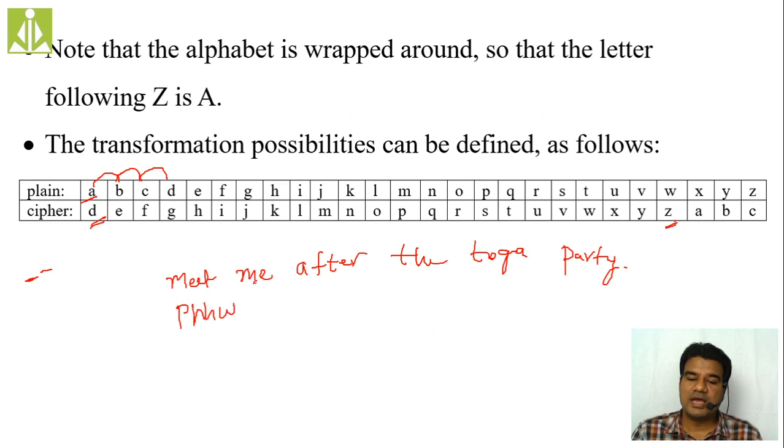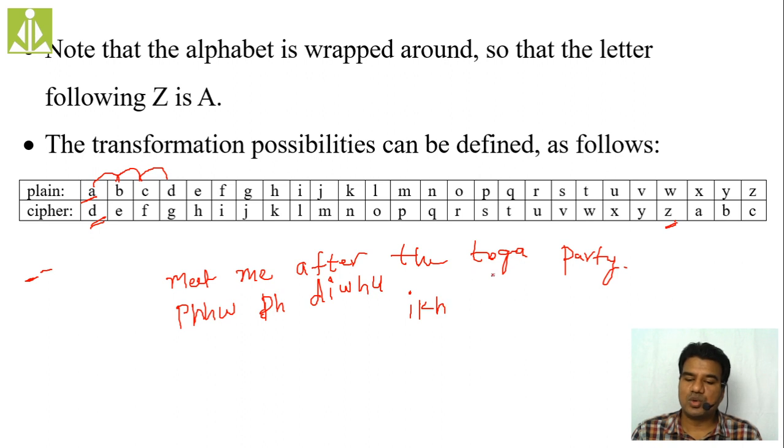For M, I will get P again. P. And for E, I will get H. For A, D. For F, I. For T, W. For E, H. For R, I will get U. Then THE. For T, again, I will get W. And for H, I will get K. And for E, I will get H.